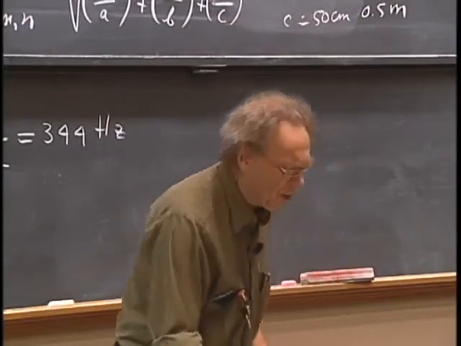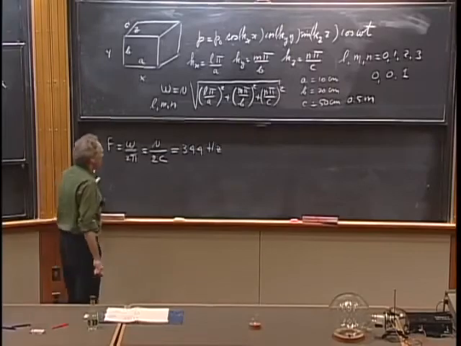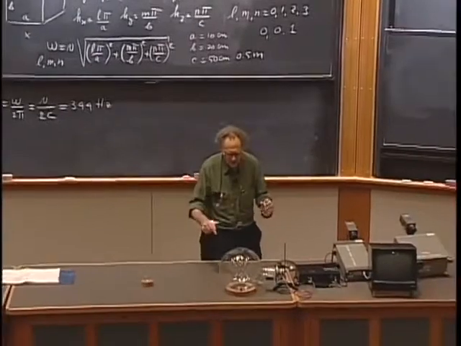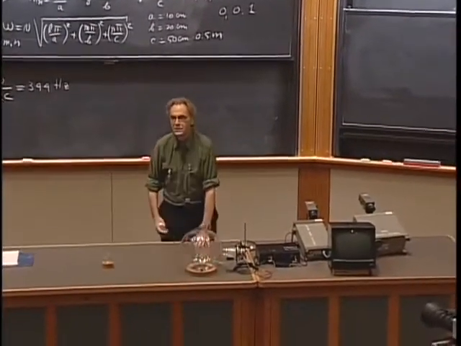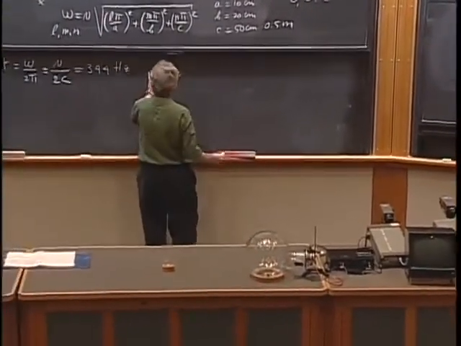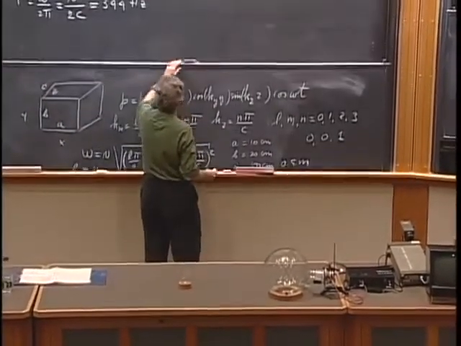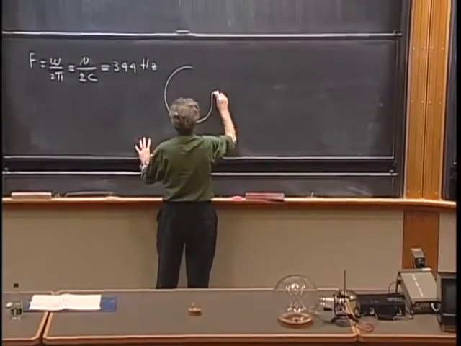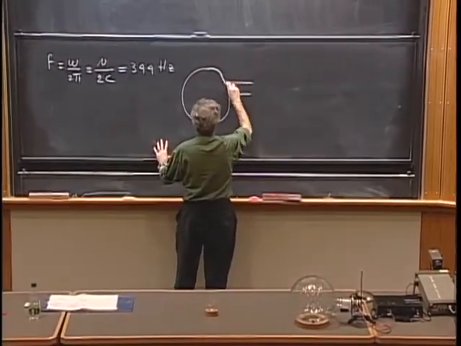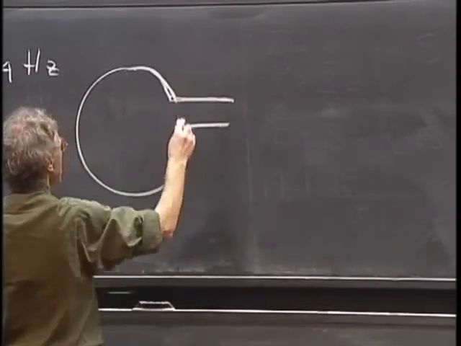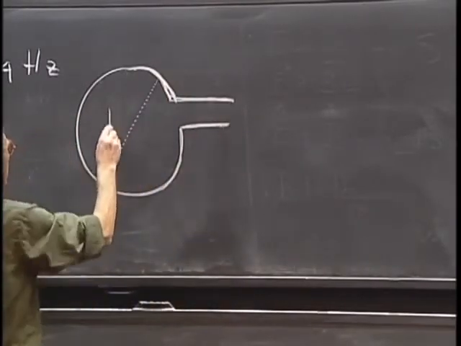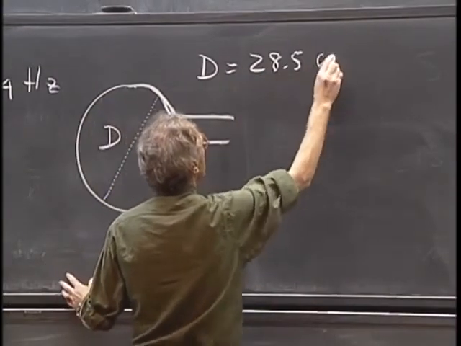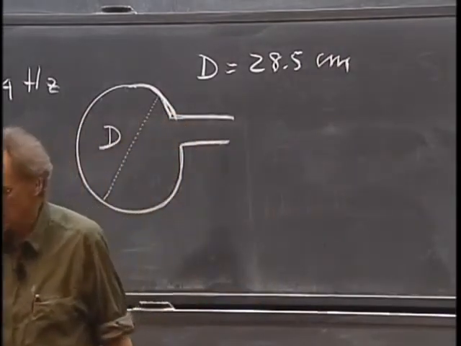When Marcos and I were working on this, we got this crazy idea to ask the question, what would be the resonance frequencies of a sphere? So we have a sphere, and of course it's not a perfect sphere. It is more like this. And it has a diameter, I call it capital D, and the diameter is about 28.5 centimeters. Uncertainty is only a few millimeters.